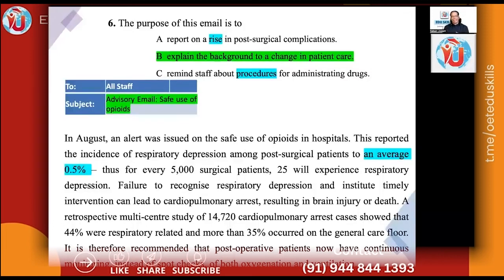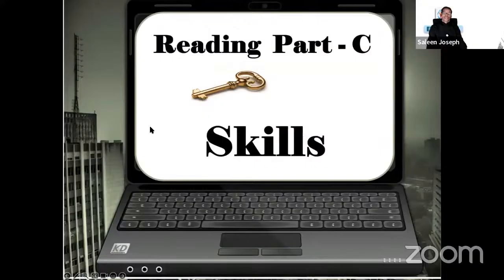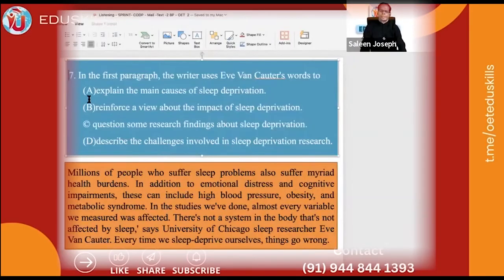So each day we are taking a particular focus. Today we have taken what we learned in our first and second sessions, the structure of the paragraph, how to identify the structure and locate the answer immediately. The structure was problem, cause, effect, solution, and compatibility and caution. So that was what we looked into. Now I'm reading Part C. Let's listen to this one.